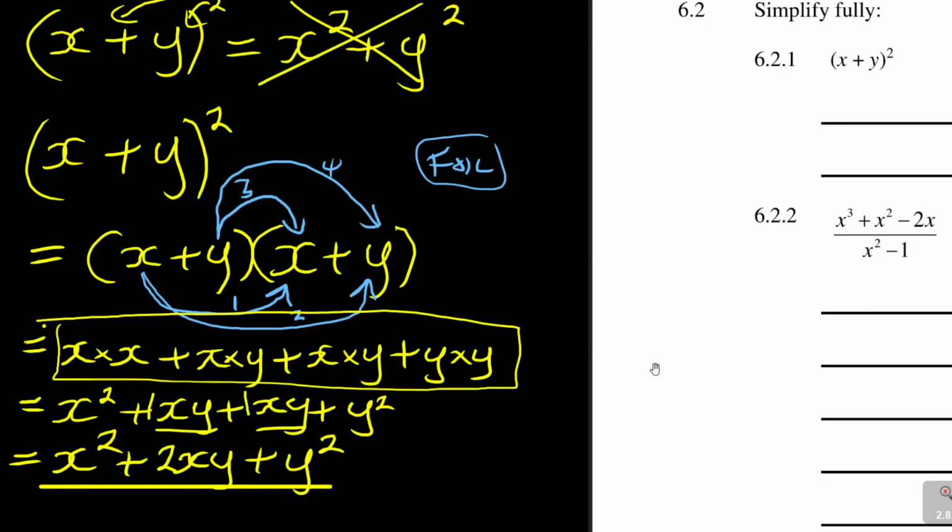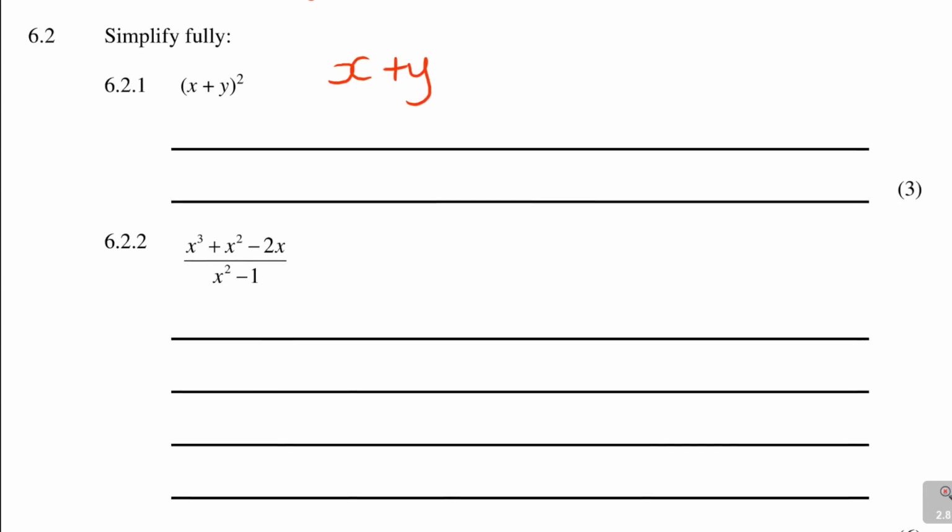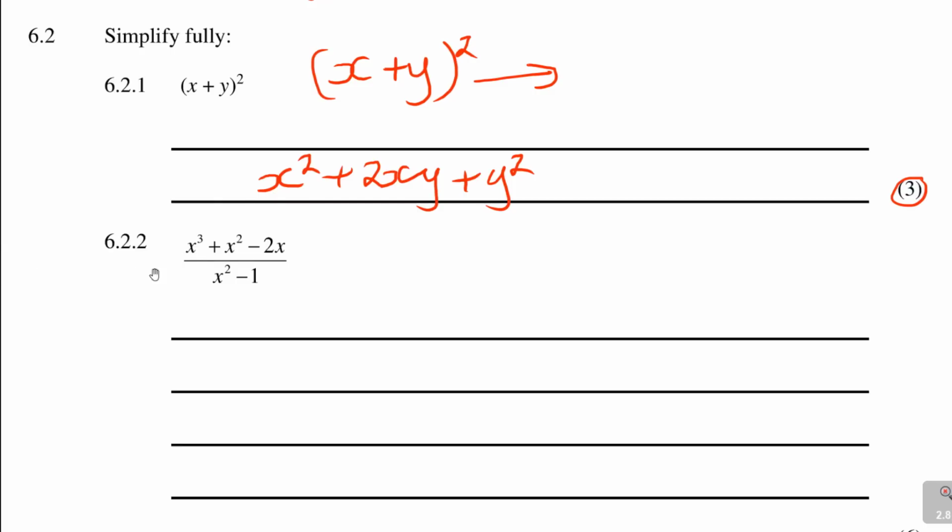And then here, you are writing it like that. But don't forget to put that formula here. Write everything here. Remember, I told you everything to do there. So it's x squared plus 2xy plus y squared. How many marks? It gives you 3 marks. It's not really bad. Now we are looking at 6.2.2.